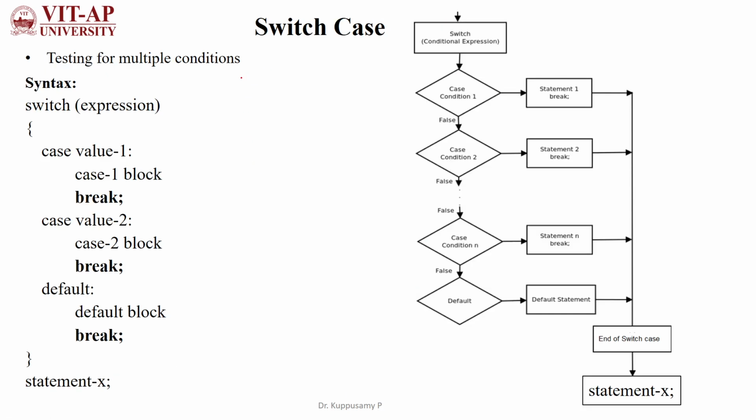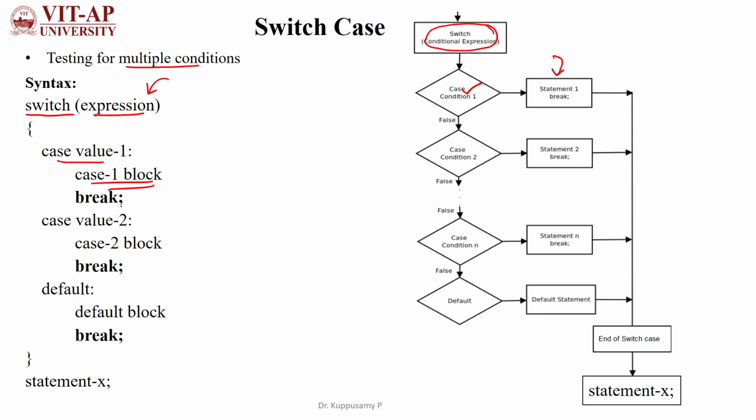Next is the switch case statement in Java programming, which is useful whenever we have multiple conditions. For example, here the syntax is given: switch is the keyword, then the expression is given here. Based upon this expression, the first case will be checked. Based upon that value, if it matches, the statements available in case 1 will execute.